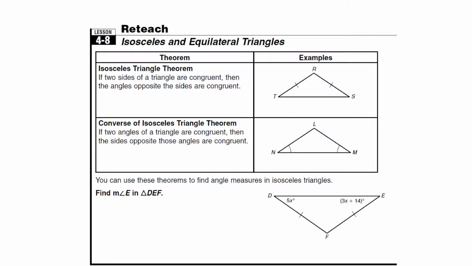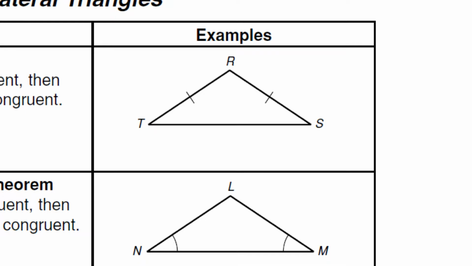All right, so what this says right here, this isosceles triangle theorem says if two sides of a triangle are congruent, then the angles opposite those sides are congruent. All right. So you can see these two sides are the same length. What I want you to write down is that on an isosceles triangle, we call that side the base, and then we call these two sides the legs.